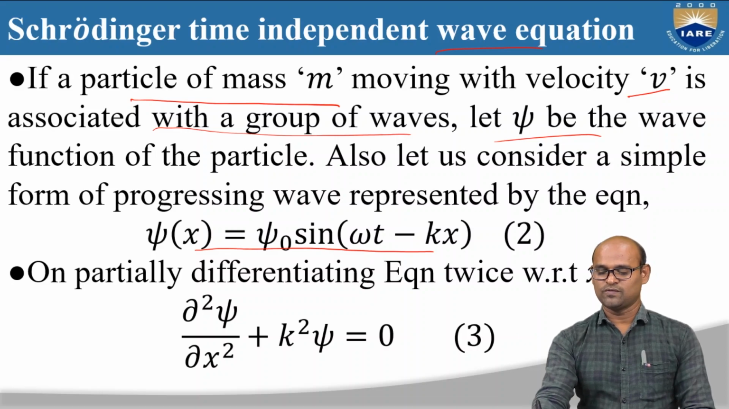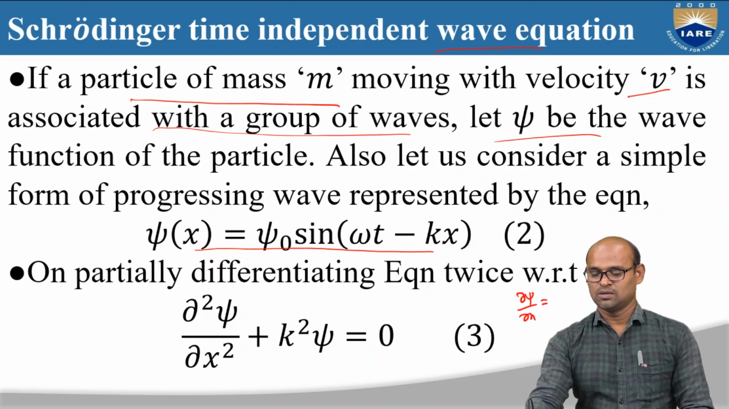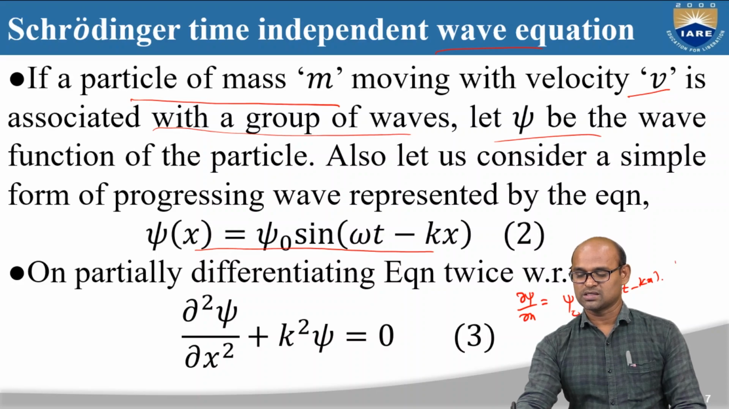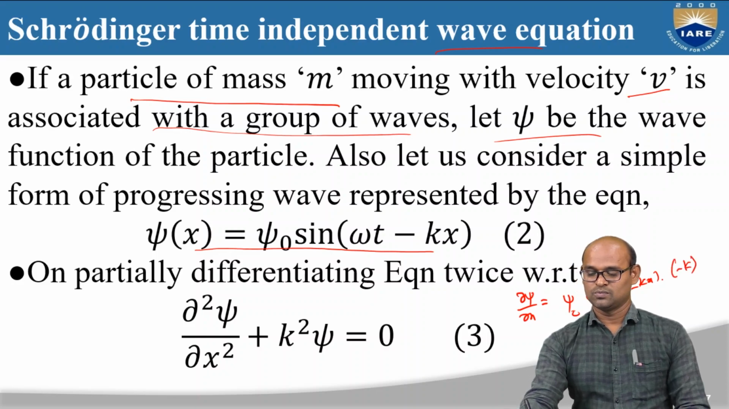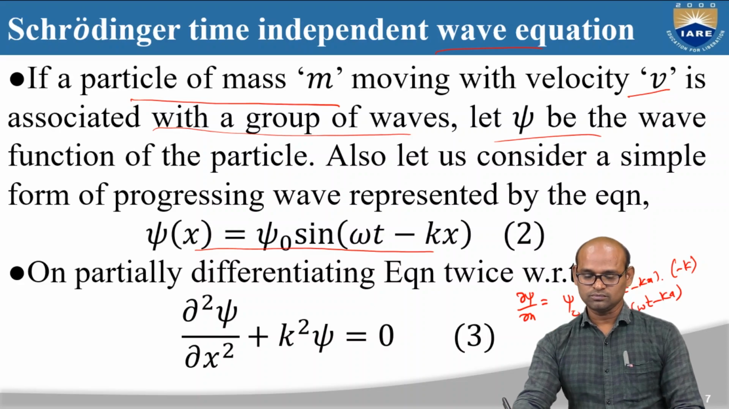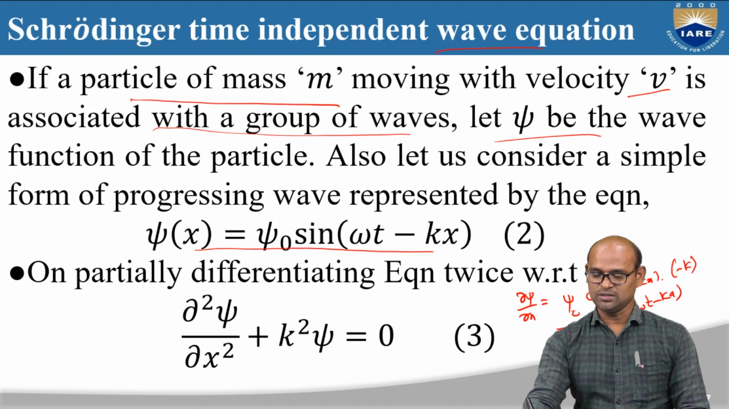Okay, so do the first derivative, dou psi by dou x. What is dou psi by dou x? Dou psi by dou x is psi naught cos of omega t minus kx, and the differentiation of minus kx gives minus k. So that is minus k psi naught cos of omega t minus kx. This is the first differentiation of the wave function with respect to x.